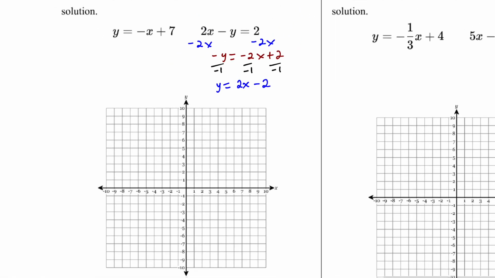And now I can graph it. I'll start with my intercept of negative 2. And my slope of 2 means 2 over 1. So that means I go up 2, right 1. And it's going to look kind of like that. Let's do this line. I'll start at 7, down 1, right 1.